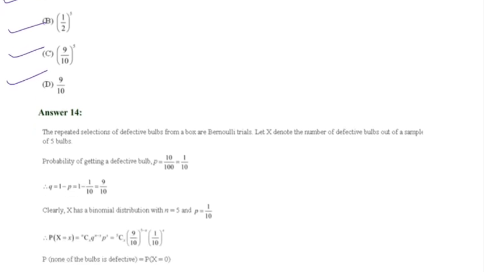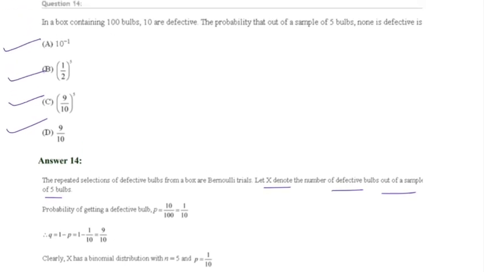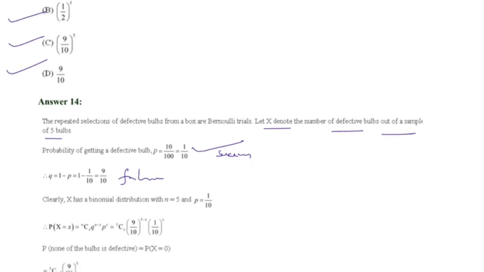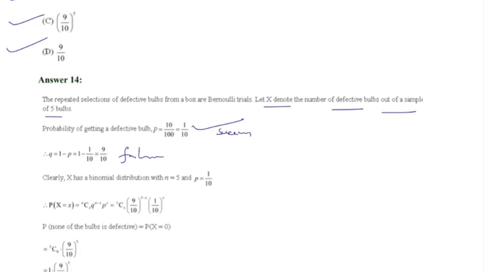So let's see. X denotes what here? Defective bulbs out of a sample of 5 bulbs. The probability of getting a defective bulb, P, equals 10 by 100. It is given already, right? Out of 100, 10 are defective. So 10 by 100 is 1 by 10, it is success, and 9 by 10 is failure, right? So clearly X is a binomial distribution where n equals 5, P equals 1 by 10 and Q equals 9 by 10.